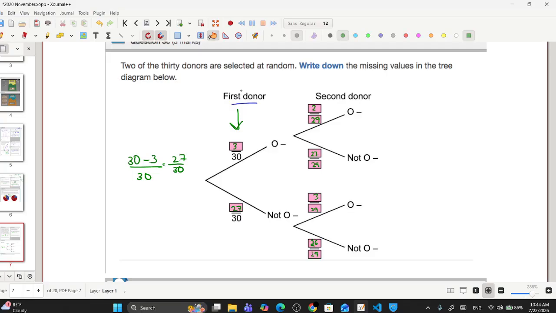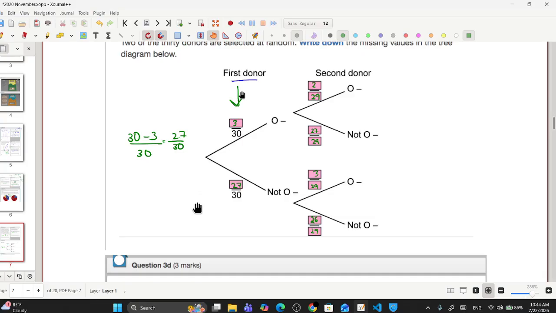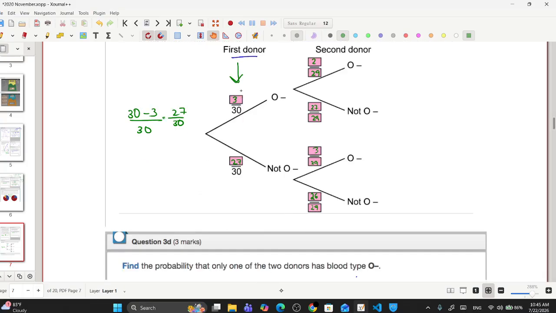All right. I hope this makes sense. Write it down so that we can move forward. So next, what do we have?